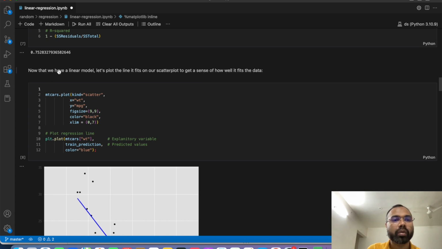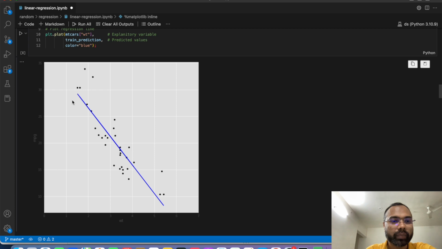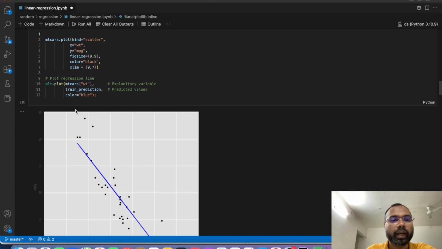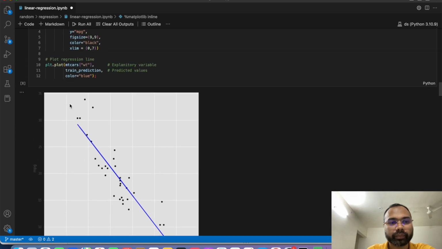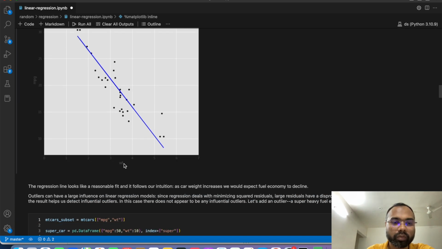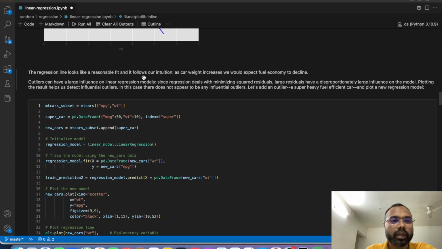Now that we have a linear model, let's plot it in the graph and see how it fits. Again we are using matplotlib to plot that line, and as you can see, the x axis is weight and the y axis, which we are trying to predict, is mpg, miles per gallon. So if you see, the line looks like a very good fit for the data we have. It may not be perfect, but it is kind of good. The regression line looks like a reasonable fit, and it follows our intuition.